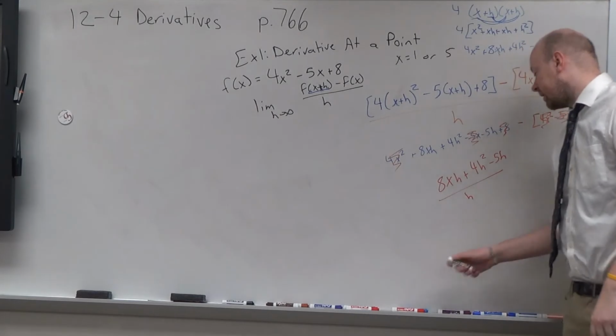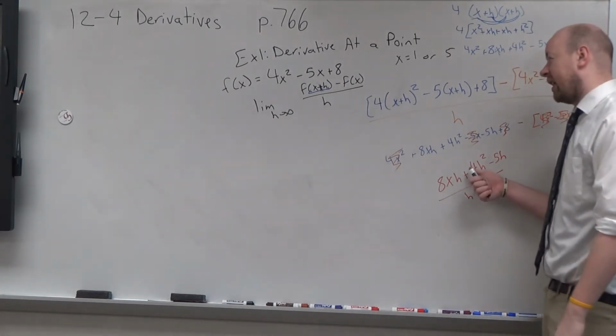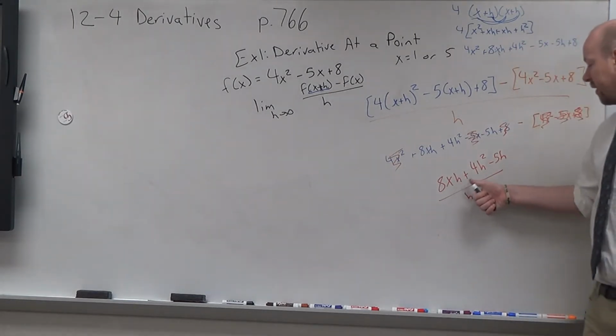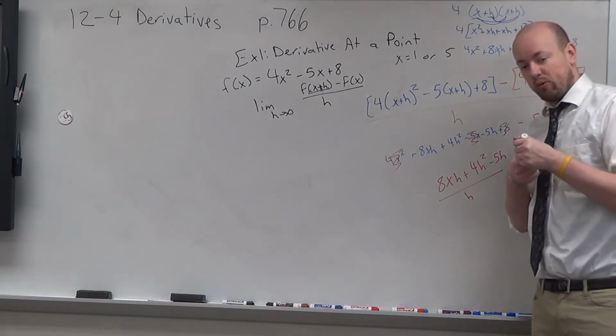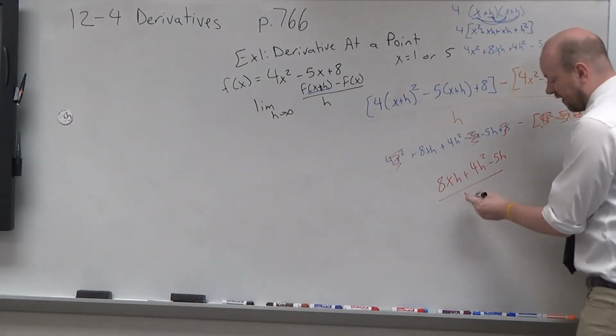Now it's good because, again, like we said in 12-3, I know I did it right if I only have h's in my numerator. Now I can just cross off everywhere.